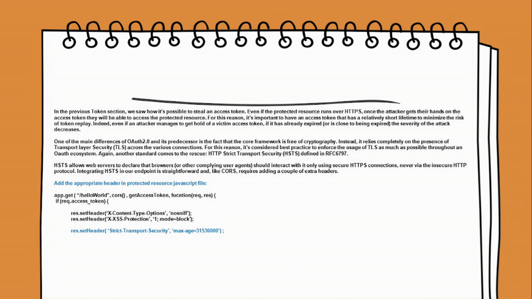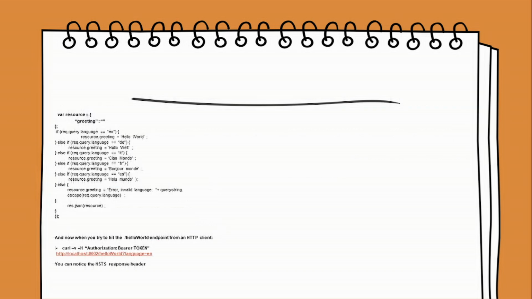So as you can see here, we have already added the X-Content-Type-Options and the XSS protection headers in the previous section, and now we have the new header, Strict-Transport-Security, with max-age equal to some value. Let's go to the next slide.